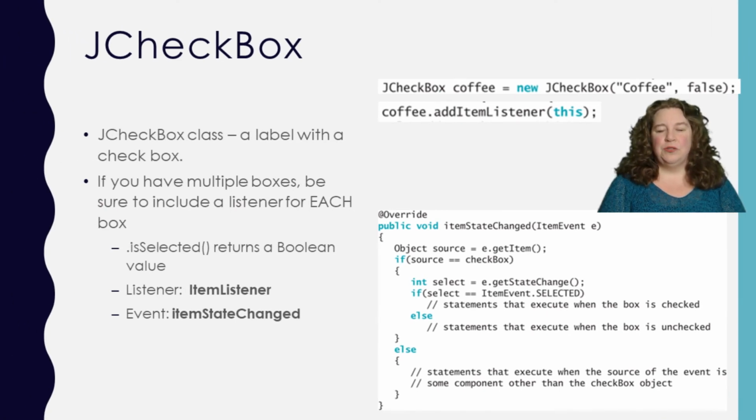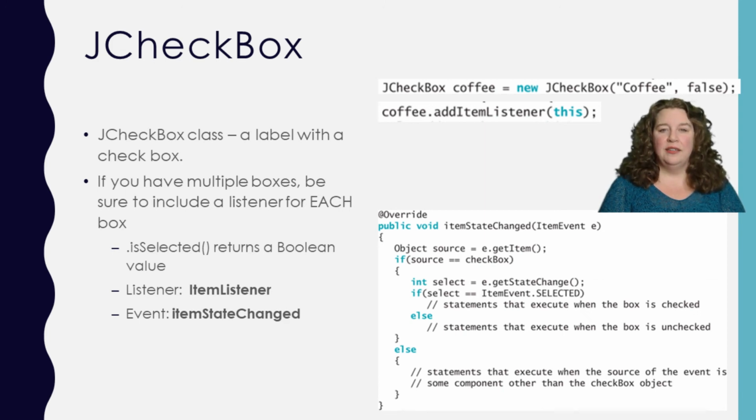This is one of the more useful ones, which is a JCheckBox. It's a checkbox. It's a little tiny box, and it has a little check X or not X if you want to check it. It's a label with a checkbox. So the JCheckBox will take a label that attaches to it automatically. And it has a couple of different methods. It has an isSelected that returns a Boolean value of whether it's selected or not.